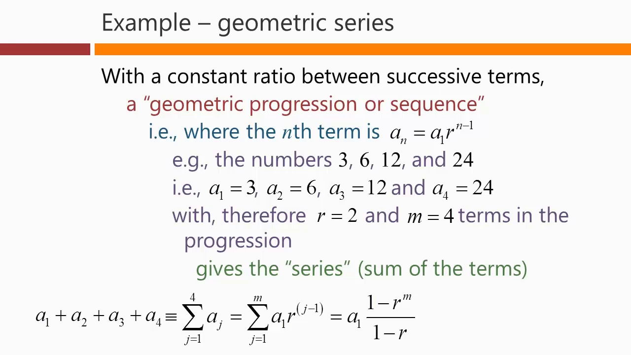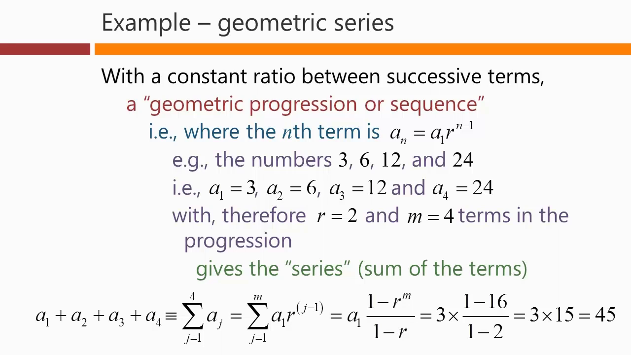The result of that summation, the general result for geometric series, is this expression here, a1 times 1 minus r to the power m on the top over 1 minus r on the bottom. And of course that gives us the same answer when we work it out using this formula. R to the power 4 is 2 to the power 4, that's 16. And when we use this formula then we get 45 also.